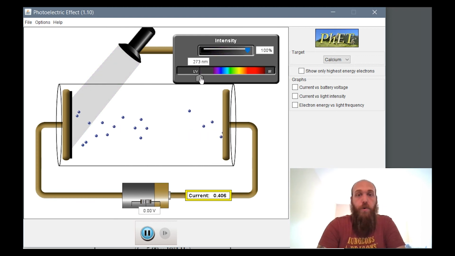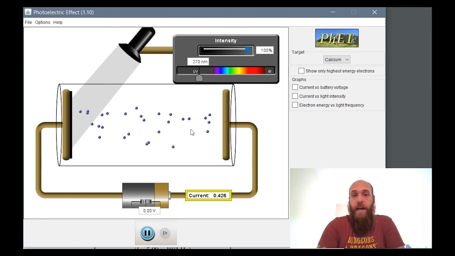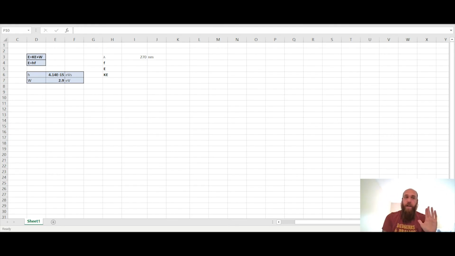What if we instead choose an incoming wavelength, like maybe 270 nanometers? Let's find out how much kinetic energy these electrons actually have when they're shining against calcium. The setup is we have a calcium plate that is being bombarded by 270 nanometer ultraviolet light. Those electrons are going to get kicked out as long as they are able to overcome that work function that calcium has of 2.9 electron volts, and whatever energy is left over is going to be their kinetic energy.